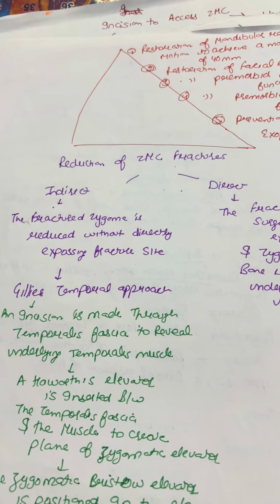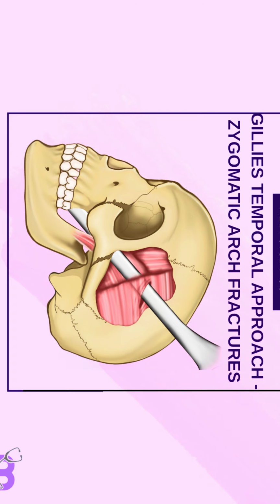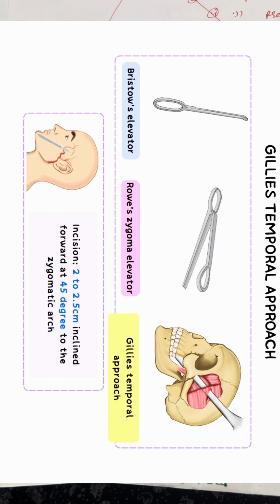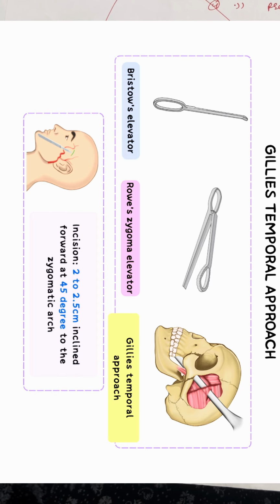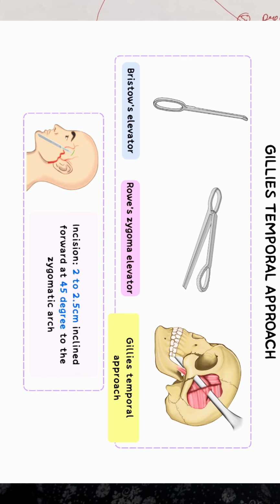What is the reduction of ZMC fracture? There are indirect reduction and direct reduction. In indirect reduction, the fractured zygoma is reduced without directly exposing the fracture site. It means the Gillies temporal approach. In the Gillies temporal approach, an incision is made through the temporalis fascia to reveal the underlying temporalis muscle.